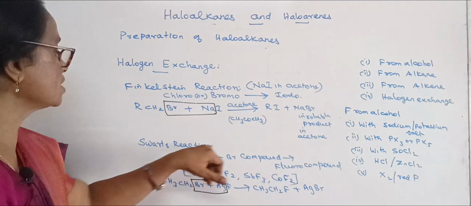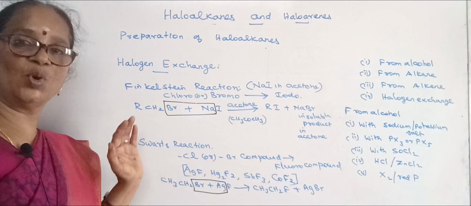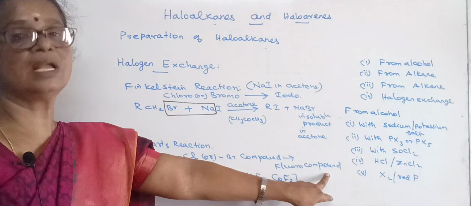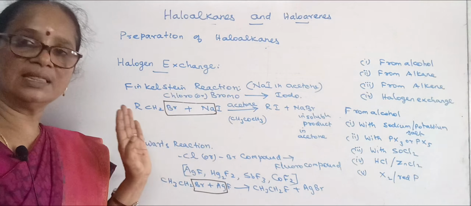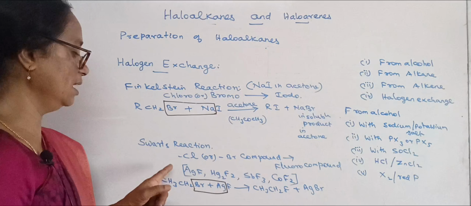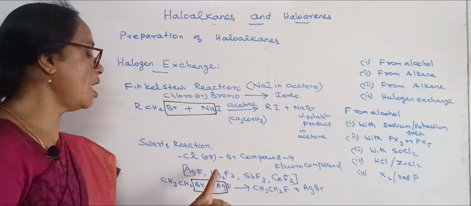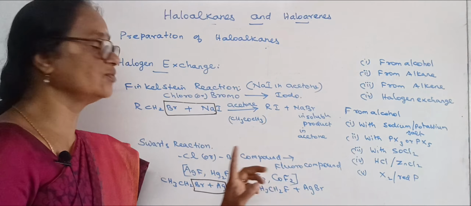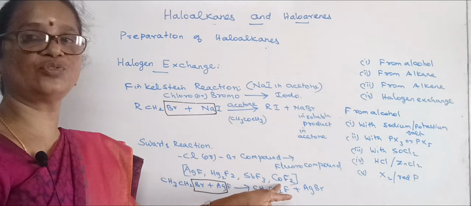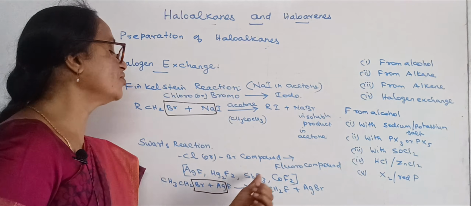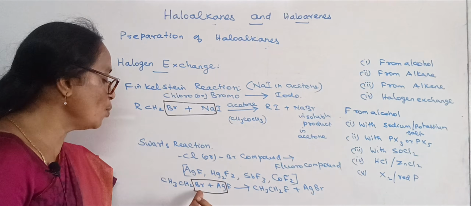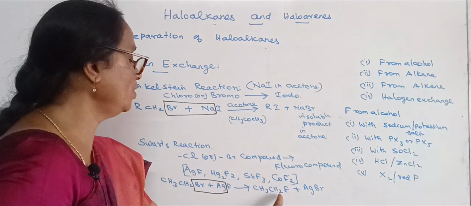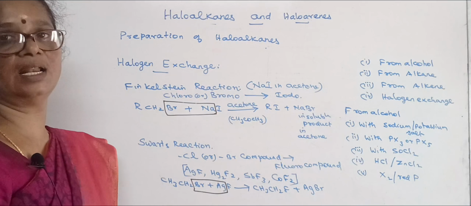Similarly, let's go with Swarts reaction. In this, I am going to convert chloro or bromo compound into fluoro compound. That can be done by taking metallic fluorides like silver fluoride, mercurous fluoride or mercury 1 fluoride, antimony trifluoride, or cobaltous fluoride, or it can be cobalt 2 fluoride. By taking any of the metallic fluorides, the bromo or chloro group can be replaced by the respective fluorine atom. So we will get fluoro compound with silver halide.